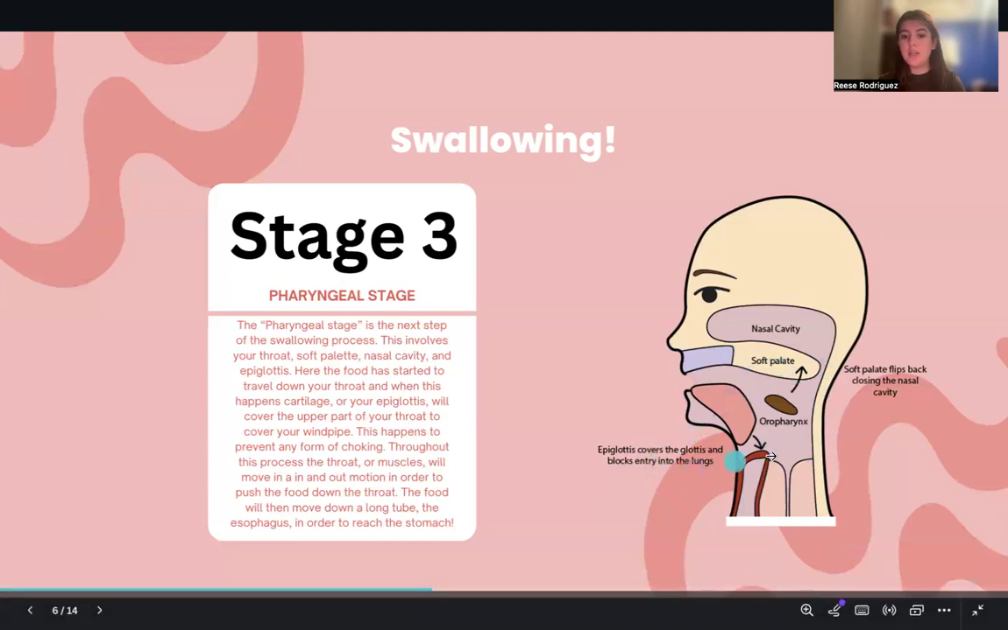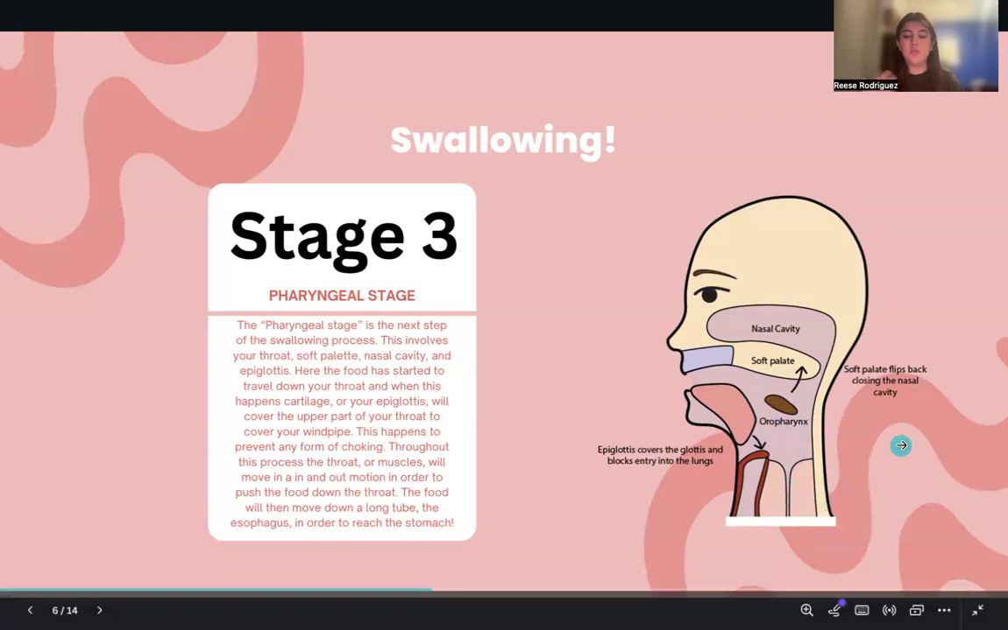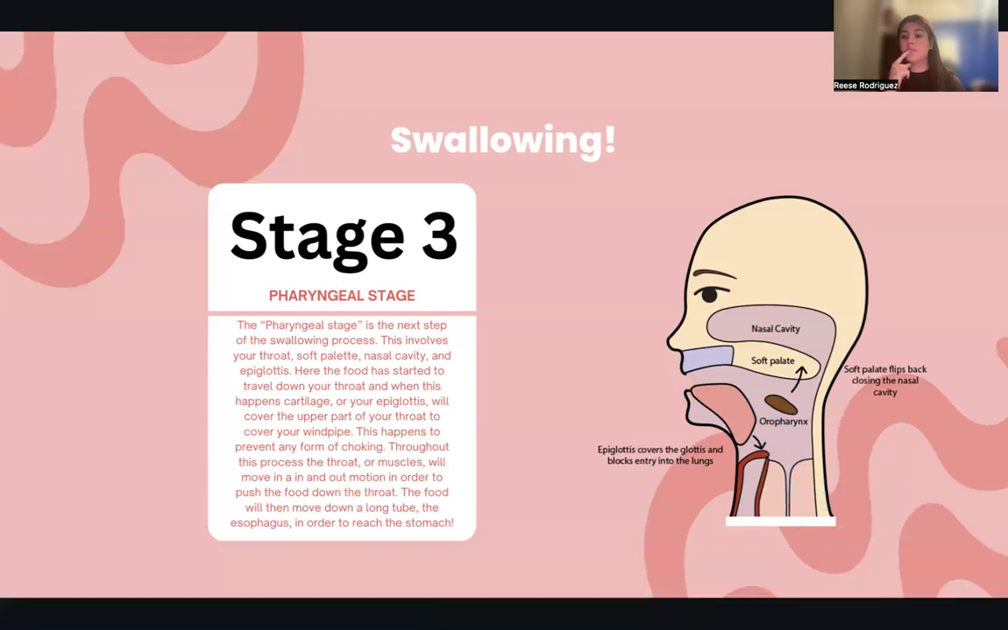As you can see, your epiglottis is covering because we do not want any food or liquid in the lungs. We have our piece of food here, and it is traveling down to the pharynx. And the soft palate is going to flip back, and it's going to close your nasal cavity so that food or liquid does not travel in there either.